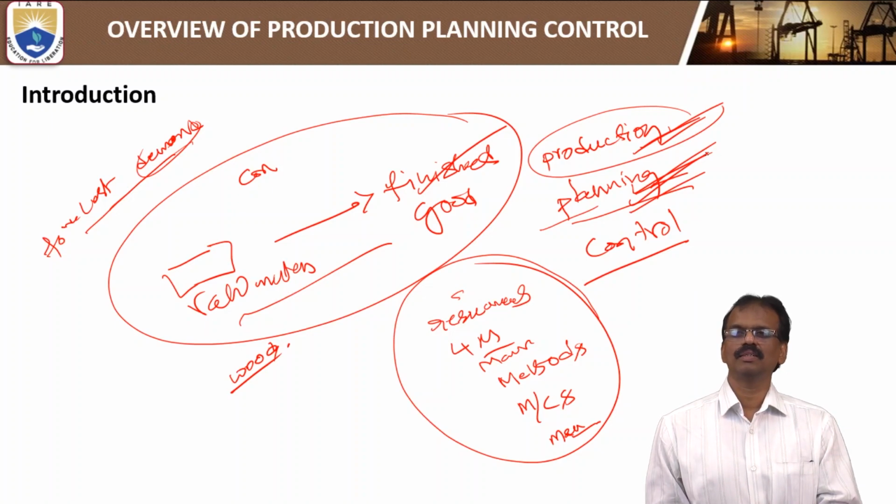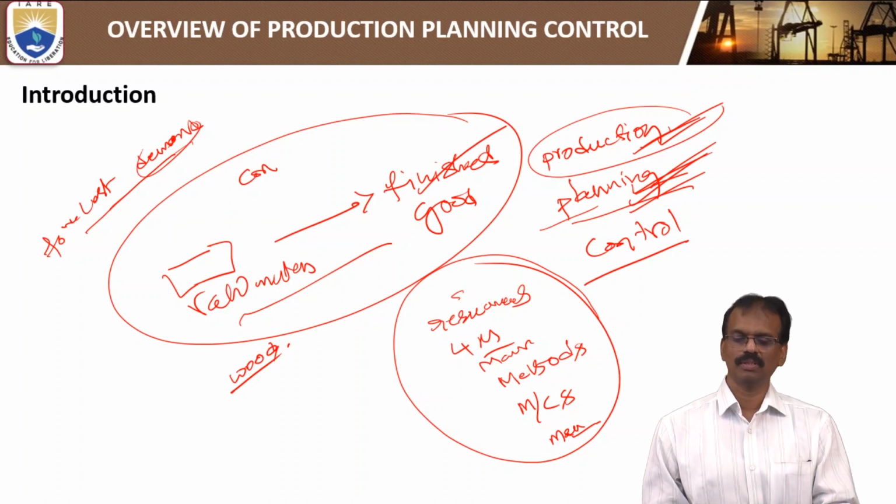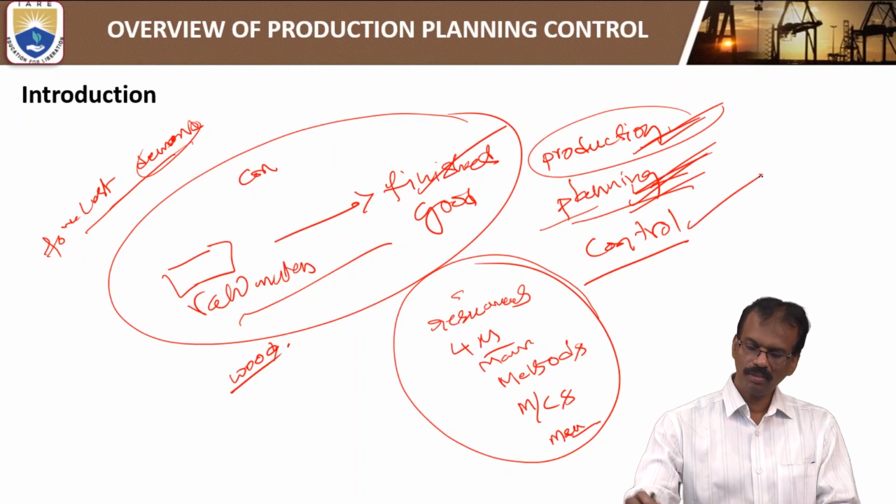Planning is decision making. It means we are preparing ourselves to perform a particular task in the future. So that is the planning. The next one is control.